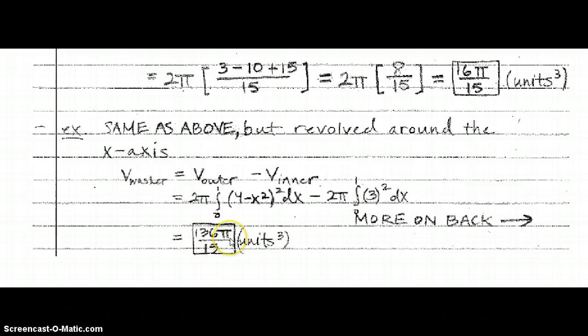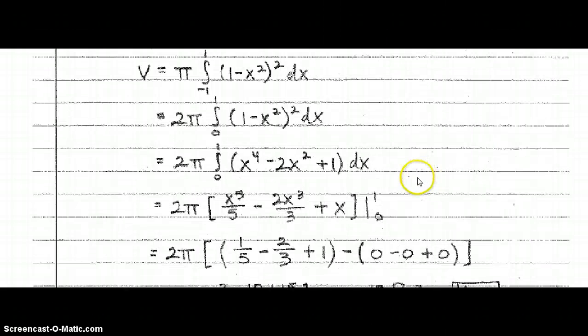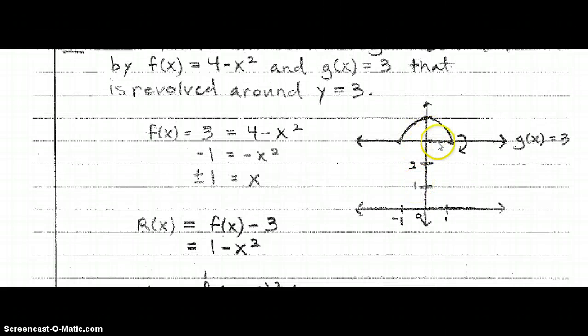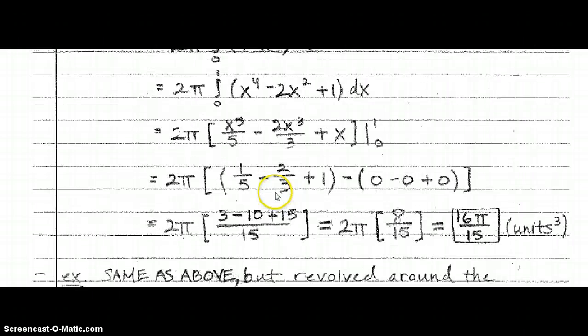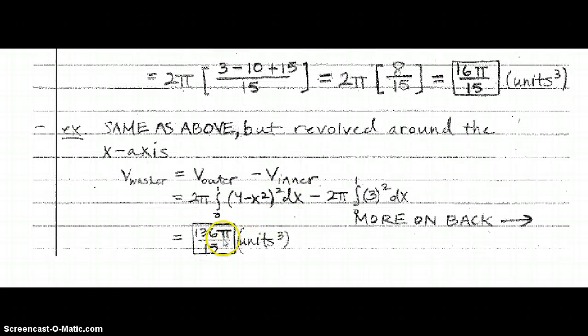It makes sense that the washer has a much bigger volume than the disk. If we go back up here, the disk is just revolving around this, so it's a very small solid. But when we revolve this around the x-axis, it goes all the way around and creates a much bigger solid. So when you see the answers, 136 pi over 15 compared to 16 pi over 15, because we're revolving the region around the x-axis, it creates a bigger solid.